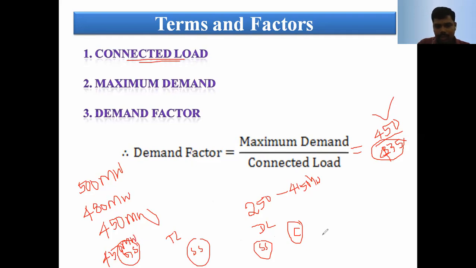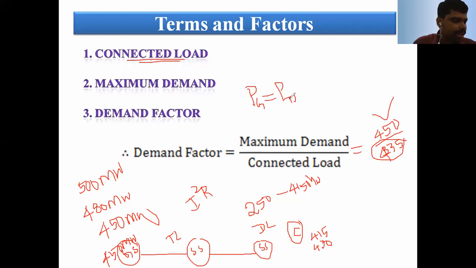The consumers utilize only 415 to 430 megawatt. The remaining 20 megawatt is in terms of losses. That is nothing but the transmission line losses and distribution line losses, that is I square R losses. So we want to generate the power considering the losses. That is, power generation equals power demand plus line losses.